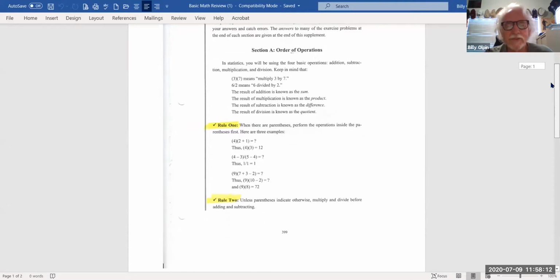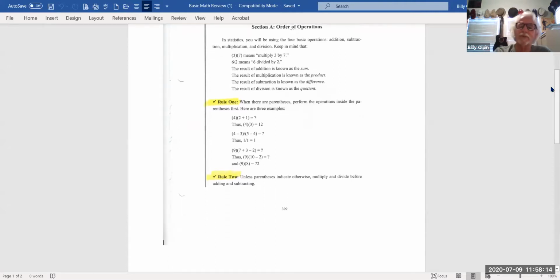The first rule is that when there are parentheses, what's inside the parentheses gets done first. In all problems, you basically work from the inside out. So you take care of what's in the parentheses. As you see here, you add the 2 and the 1 first, and then you multiply. The multiplication is shown, as we saw earlier, by the parentheses, the brackets, and the parentheses.